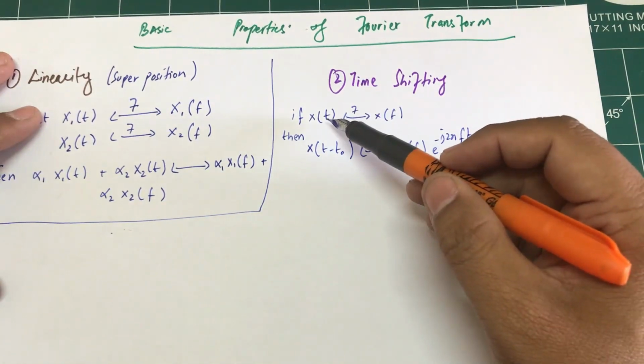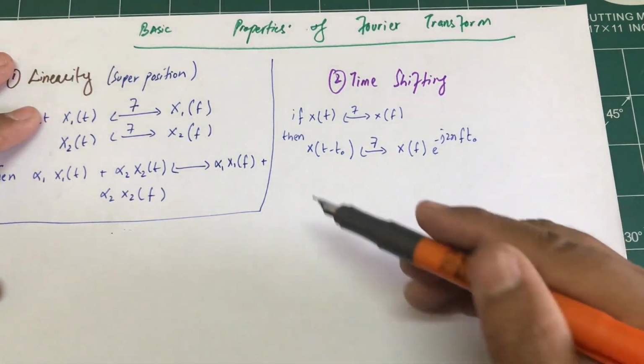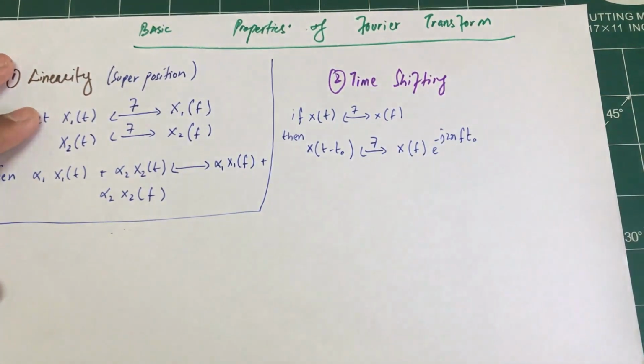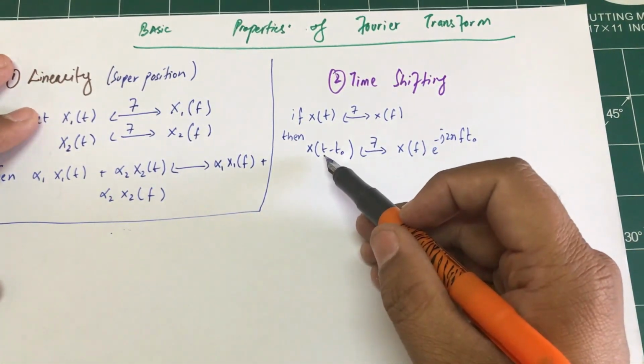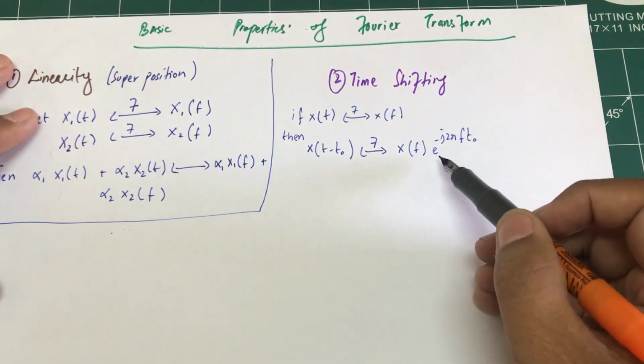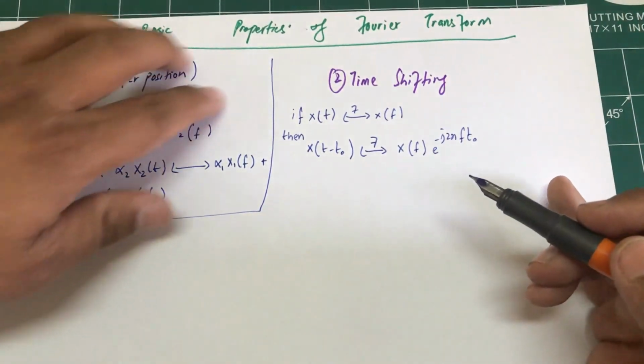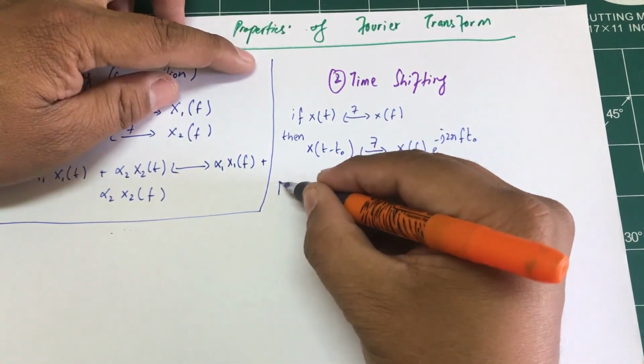If I have a function x of t that has a Fourier transform x of f, and now I have a function which is shifted in time by some value t naught, what is the Fourier transform? It is going to be that function itself times e to the negative j 2 pi f t naught. All right, let's try to prove this. Let's do a small proof.